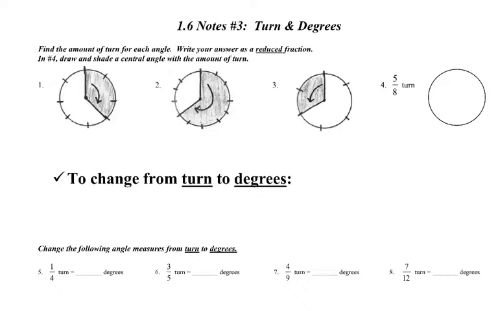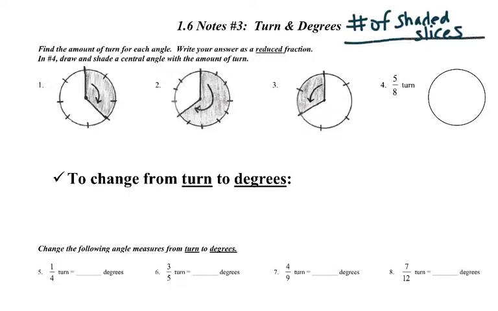So we're going to talk about turn and degrees. And basically, turn and degrees is just fractions. And you've learned about fractions a long time ago. You talked about fractions as pizza slices. And so when we look at these circles, they're going to remind us of pizzas.